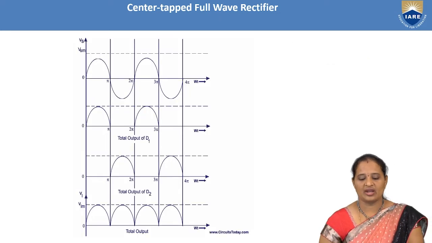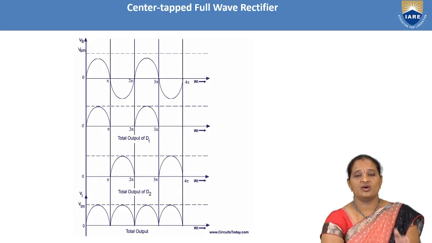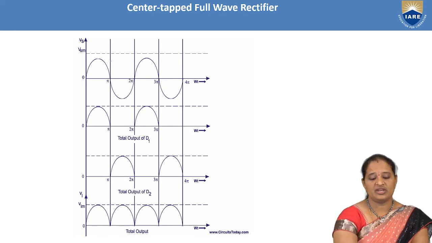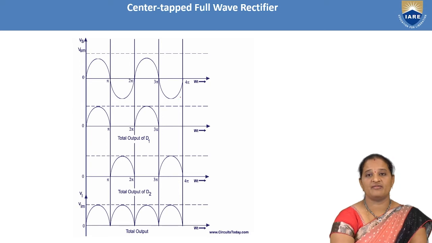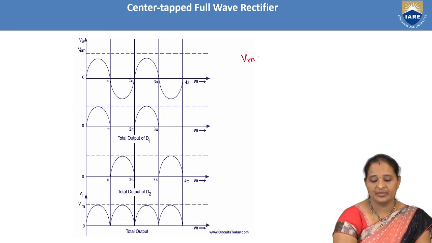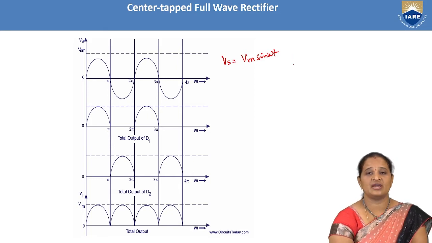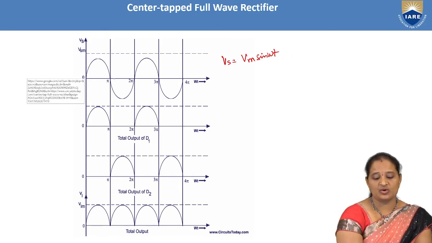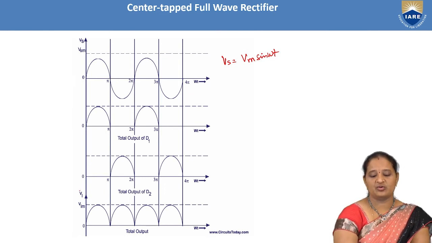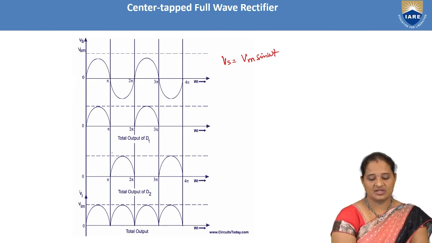Let us have a look at the input and output waveforms of the full wave rectifier. The first one is the input waveform, which is represented mathematically as Vm sin omega t. This is nothing but Vs. Let us consider this as the input voltage Vm sin omega t. From 0 to pi it is positive, whereas from pi to 2 pi it has the negative half cycle.